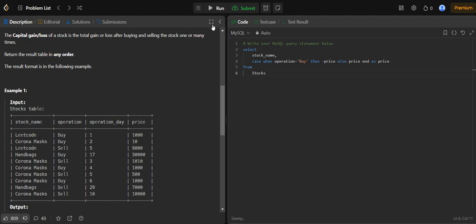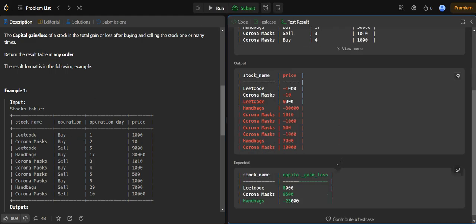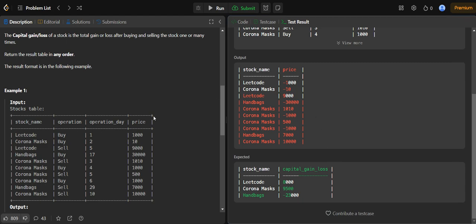Let me show you what this code will return. So see, Leetcode was a buy, so minus 1,000, Corner Marks minus. Then Leetcode again was sold, so 9,000 plus 9,000. Handbags bought minus 30,000. Corner Marks sold, so 10,000. Corner Marks bought again minus. Corner Marks sold again plus. Bought again minus. Handbags sold here, Corner Marks sold here. Okay. So whenever it is bought, the price gets minus, and whenever it is sold, it is the same price plus.